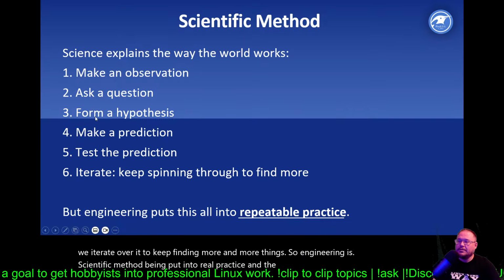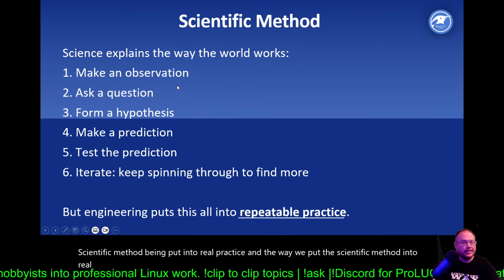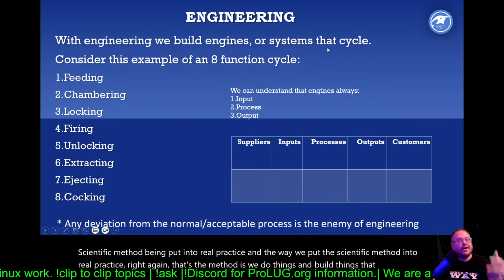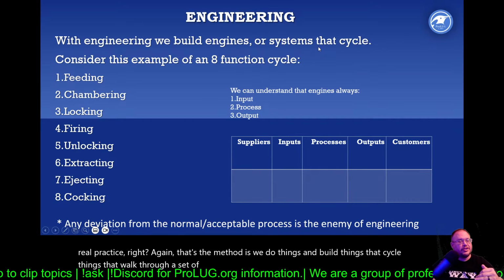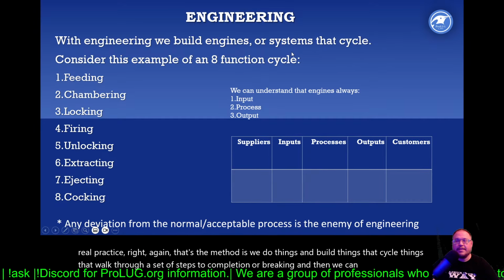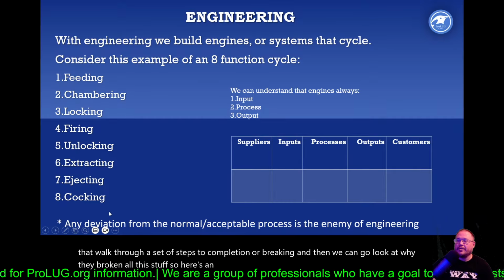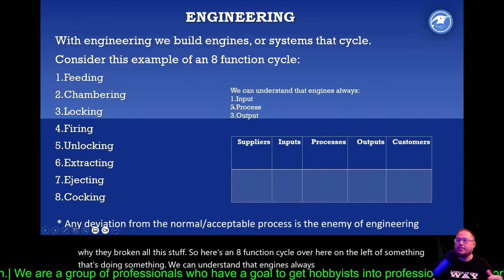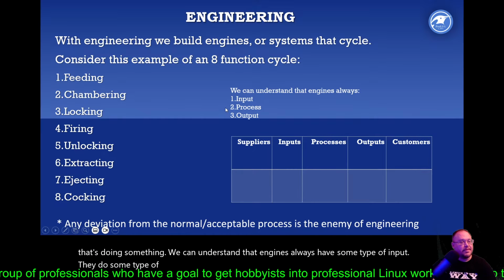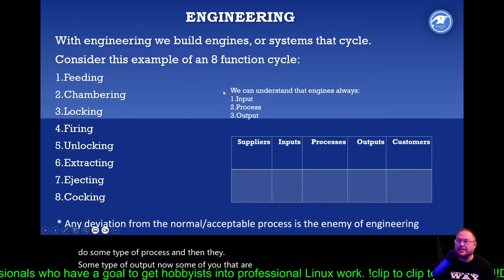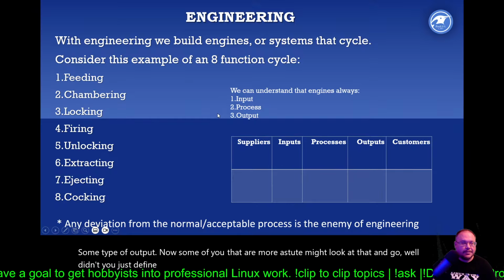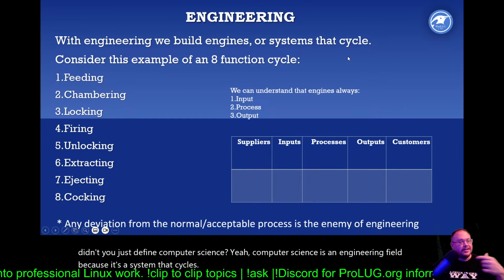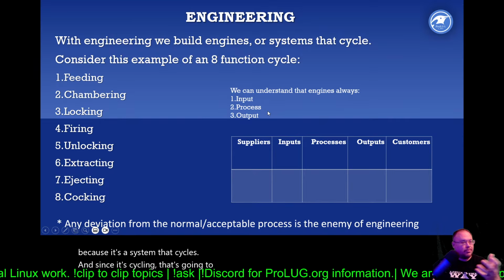And the way we put the scientific method into real practice, again, that's the method, is we do things and build things that cycle, things that walk through a set of steps to completion or breaking, and then we can go look at why they broke. So here's an 8-function cycle over here on the left of something that's doing something. We can understand that engines always have some type of input, they do some type of process, and then they give some type of output. Now, some of you that are more astute might look at that and go, well, didn't you just define computer science? Yeah, computer science is an engineering field because it's a system that cycles. And since it's cycling, everything is an input, a process, or an output.